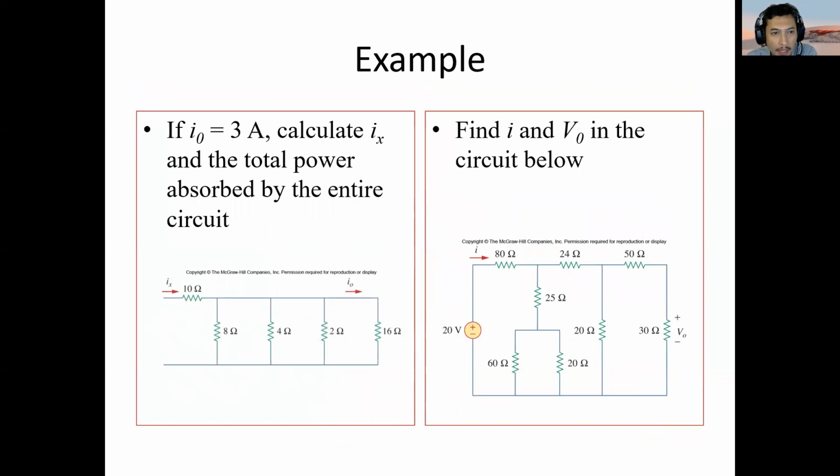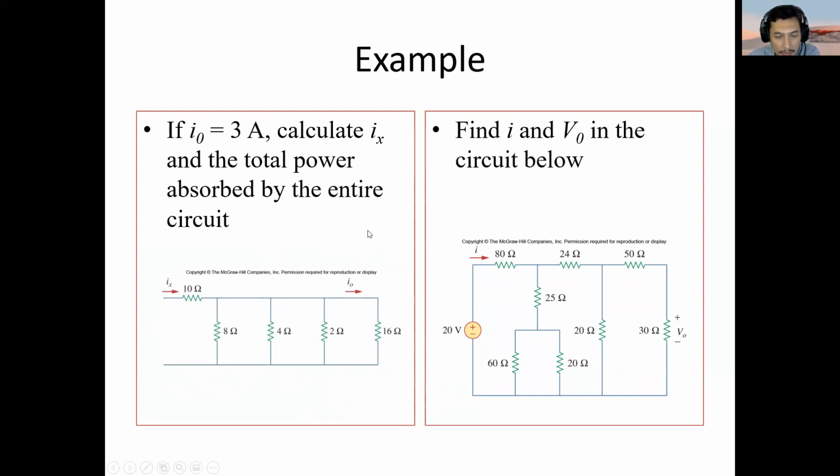Okay, example IO. So I just have a very quick calculation here. So if IO is given 3 ampere, calculate IX and the total power absorbed by the entire circuit. So it's been given IO 3 amperes. Okay, so calculate IX. So it looks very complicated, but it's actually a very easy question. Okay, you need to know the concept of parallel and so on.